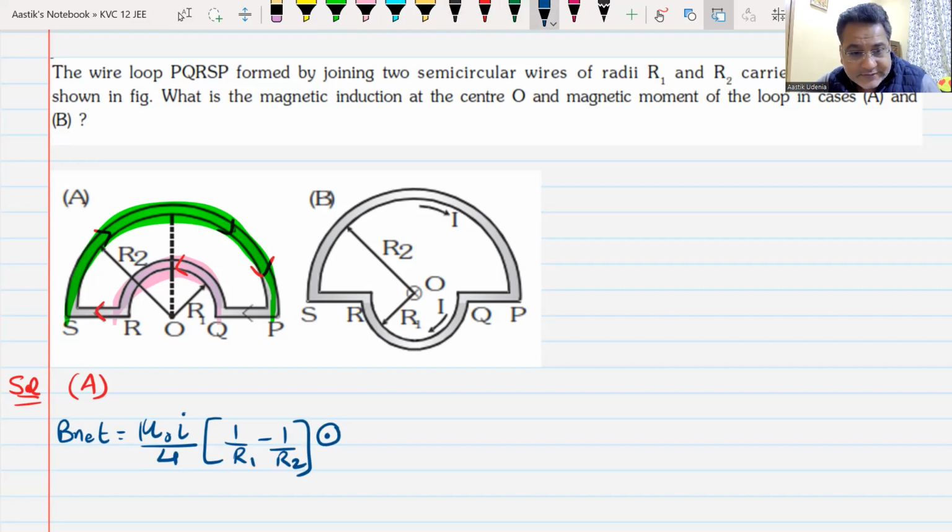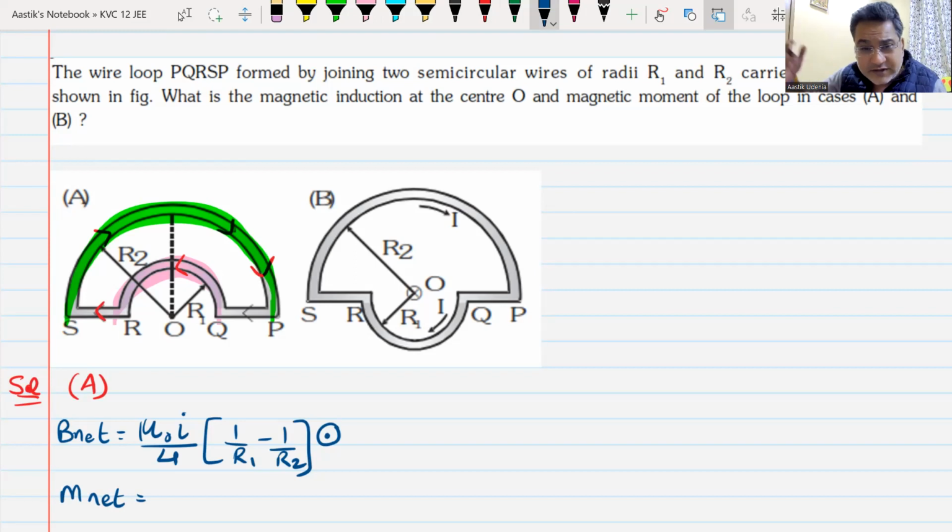Do we understand this? That is the net magnetic field. If I want to find the net dipole moment, the current is I. The area of the first loop is pi r1 square, and the area of the second is pi r2 square. Because of the outer one, the magnetic moment is inside. Due to the inner one, the magnetic moment is outside.